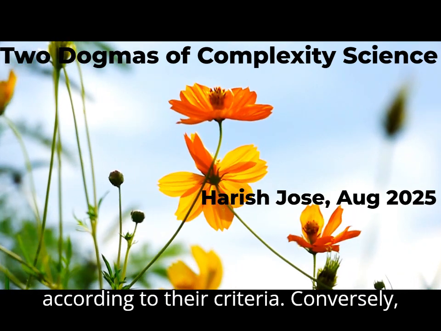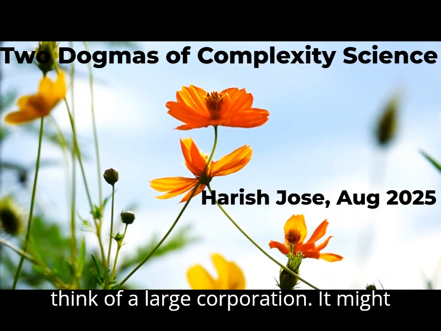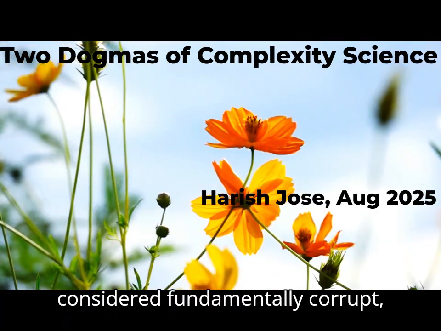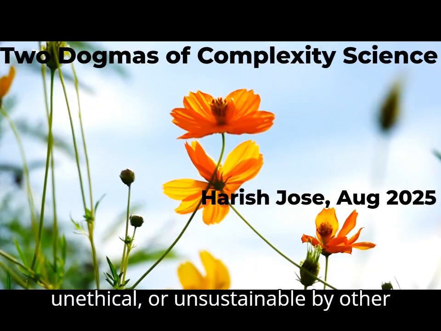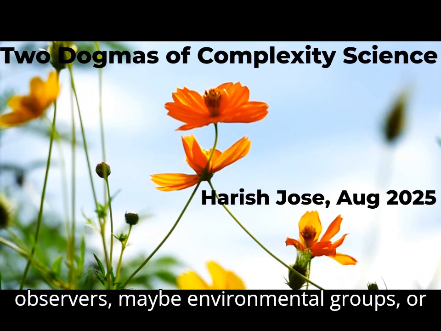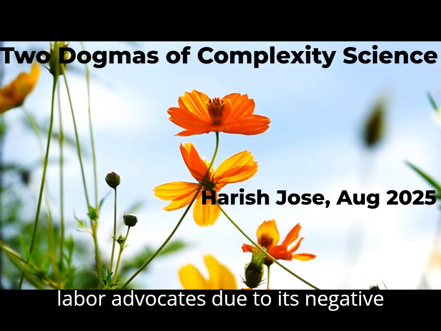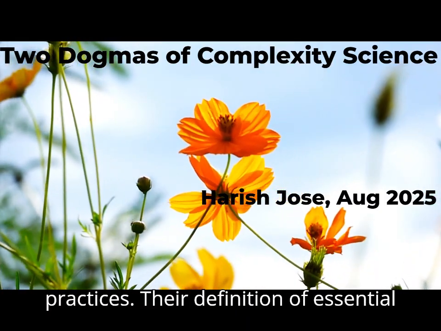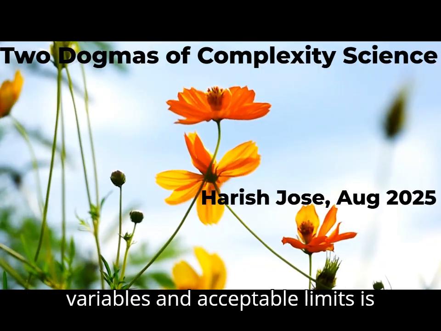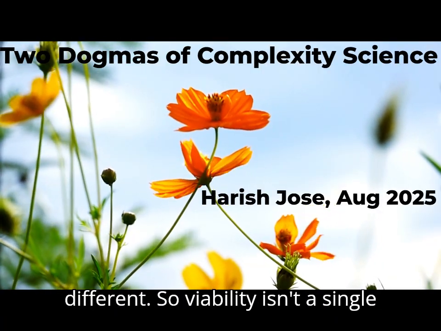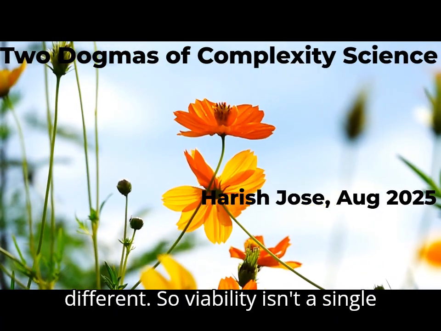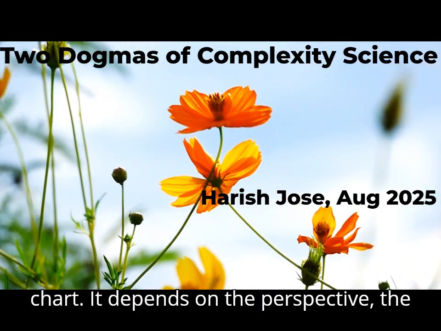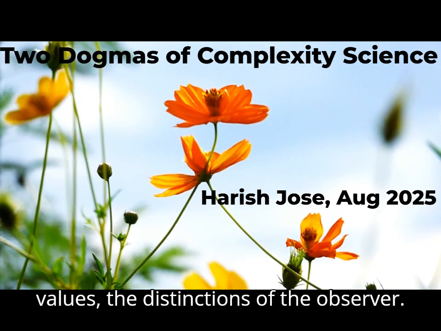Conversely, think of a large corporation. It might appear incredibly viable based on its quarterly profit reports, but be considered fundamentally corrupt, unethical, or unsustainable by other observers, maybe environmental groups or labor advocates, due to its negative impact on the planet or its exploitative practices. Their definition of essential variables and acceptable limits is different. So viability isn't a single fixed state that you can just plot on the chart. It depends on the perspective, the values, the distinctions of the observer.